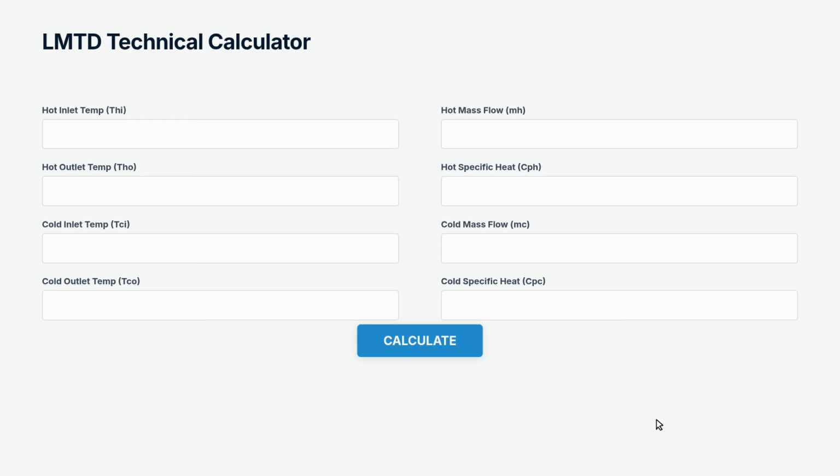Let's calculate using these values. Hot inlet 120, hot outlet 60, cold inlet 20, cold outlet 50, hot mass flow rate 2.5, hot specific heat 4.18, cold mass flow rate 3.0, and cold specific heat 4.18.